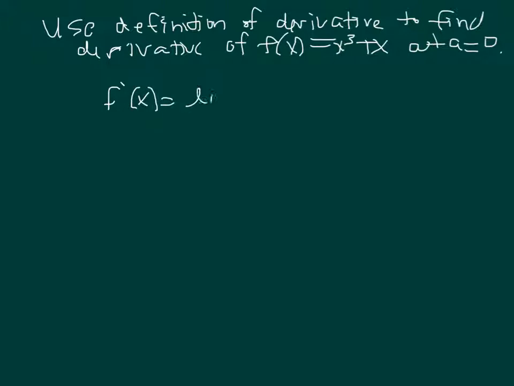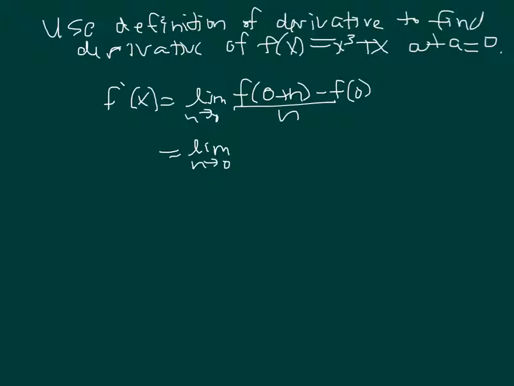And we're going to use our definition, so we take the limit as h approaches 0 of f at 0 plus h minus f at 0, all over h. As I plug 0 plus h in, I'm really just plugging h in, so that's going to be h cubed plus h, minus 0 plus 0, so it's just minus 0, over h. So that's going to give us the limit as h approaches 0.